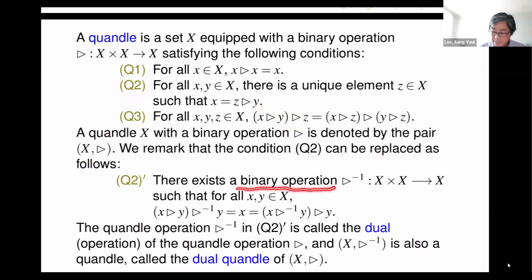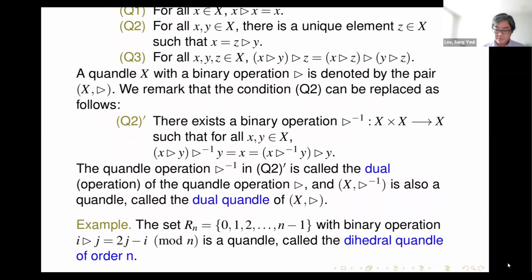There exists another binary operation, triangle inverse, such that for all x, y in X, this identity is satisfied. In this case, the new operation triangle inverse is called the dual operation of the original operation triangle. It is easy to check this is also a quandle, called the dual quandle of the original quandle.